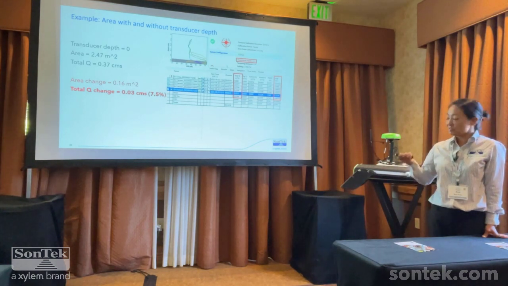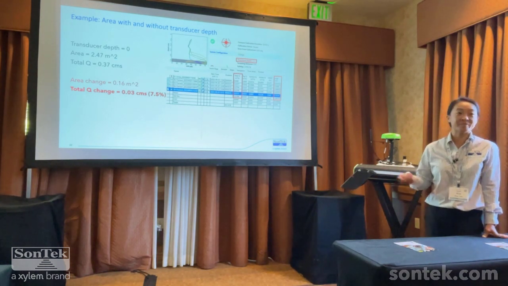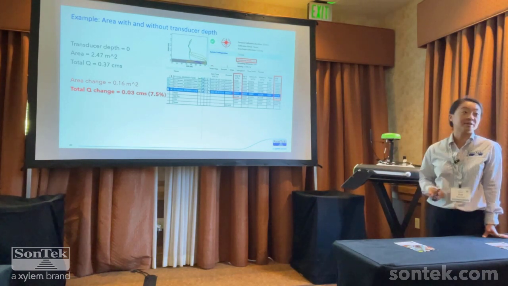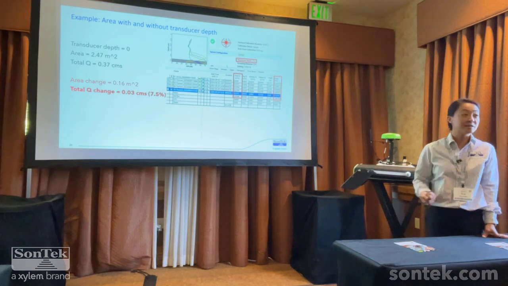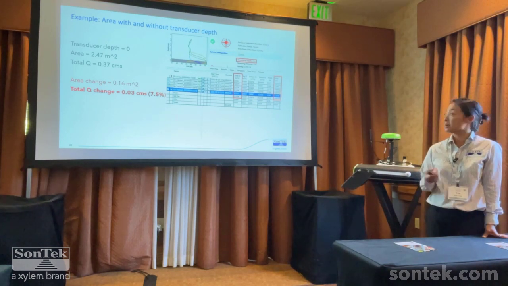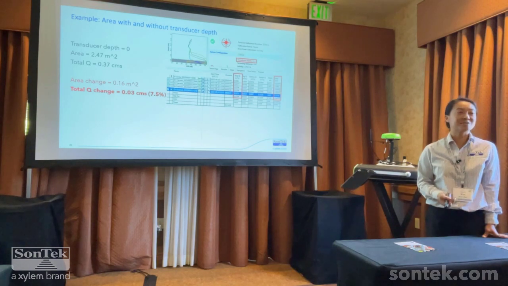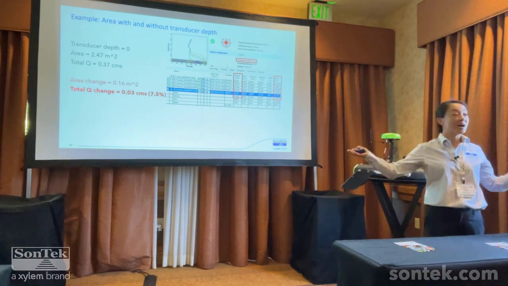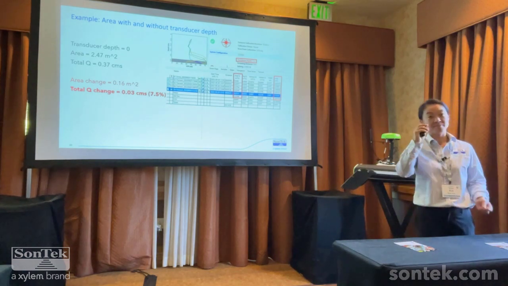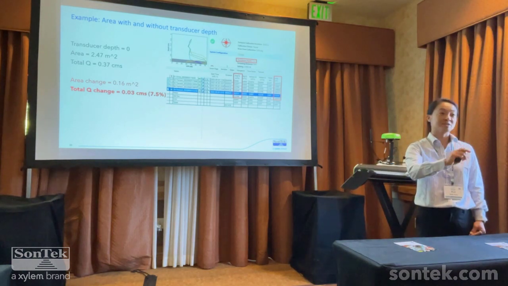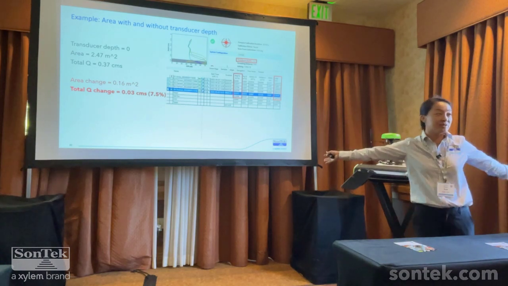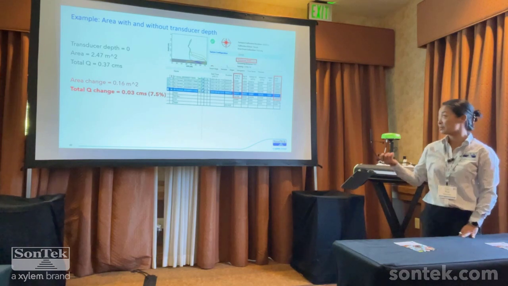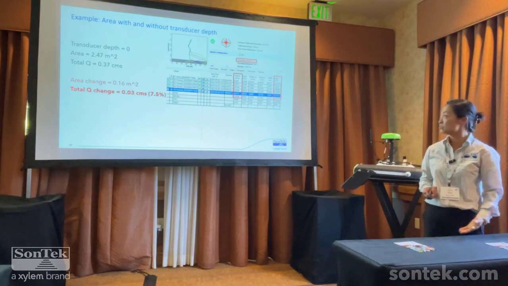So it's obviously site dependent, the amount of change that you're going to see if you have an incorrect transducer depth. If you have a shallow site, a big change in your transducer depth will give you a bigger change in your final Q. Or if you have a very wide site, that incorrect value in transducer depth will kind of propagate over a huge width. So at this site in particular, we had a 7.5% change.